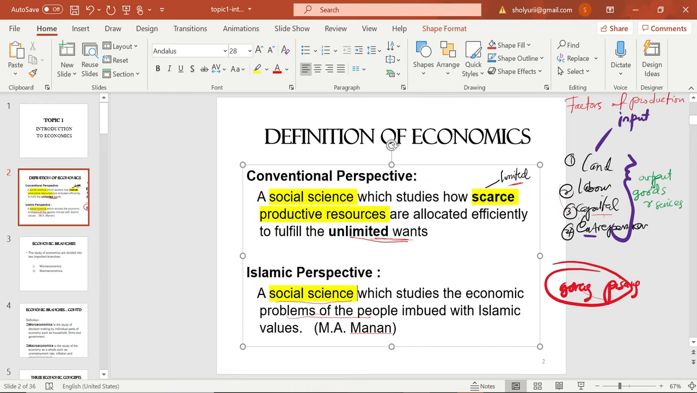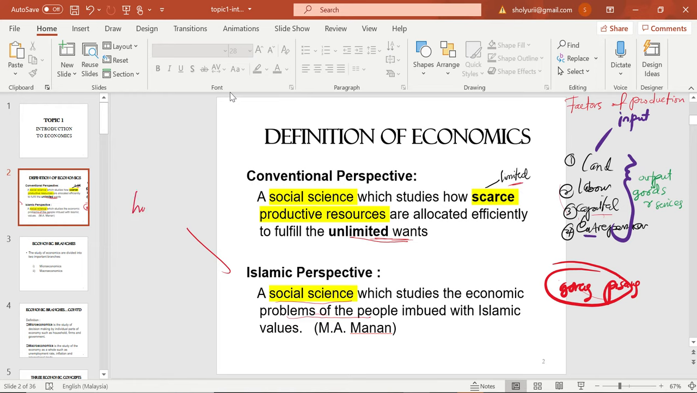So what Allah bestowed to us is more than enough. The problem is with the human. So apa problem human? Humans punya problem, we don't have time, knowledge, and capability to explore the resources that Allah gives to us. Okay, semuanya berlaku disebabkan kelemahan manusia.